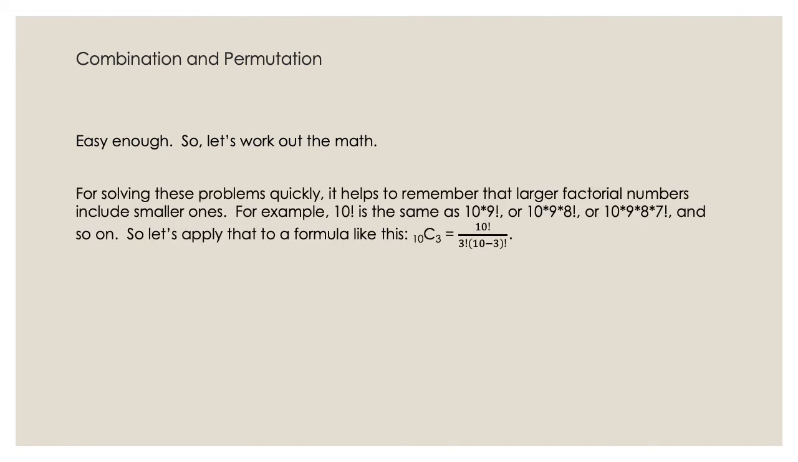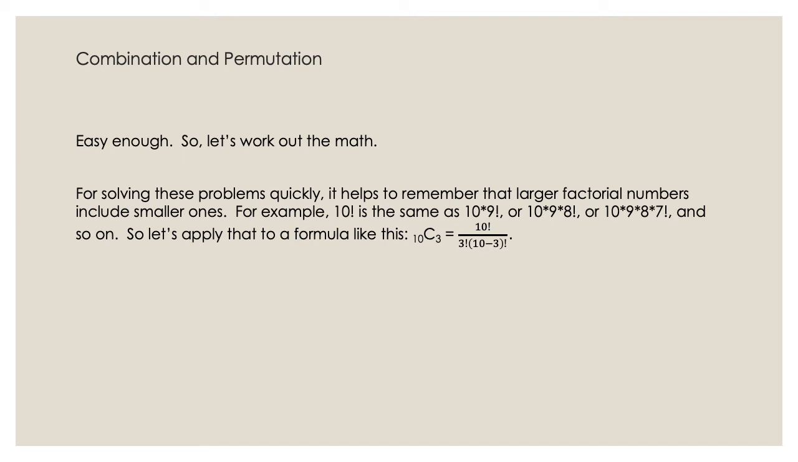For solving these problems quickly, it helps to remember that larger factorial numbers include smaller ones. For example, 10 factorial is the same as 10 times 9 factorial, or 10 times 9 times 8 factorial, or 10 times 9 times 8 times 7 factorial, and so on. So let's apply that to a formula like this.